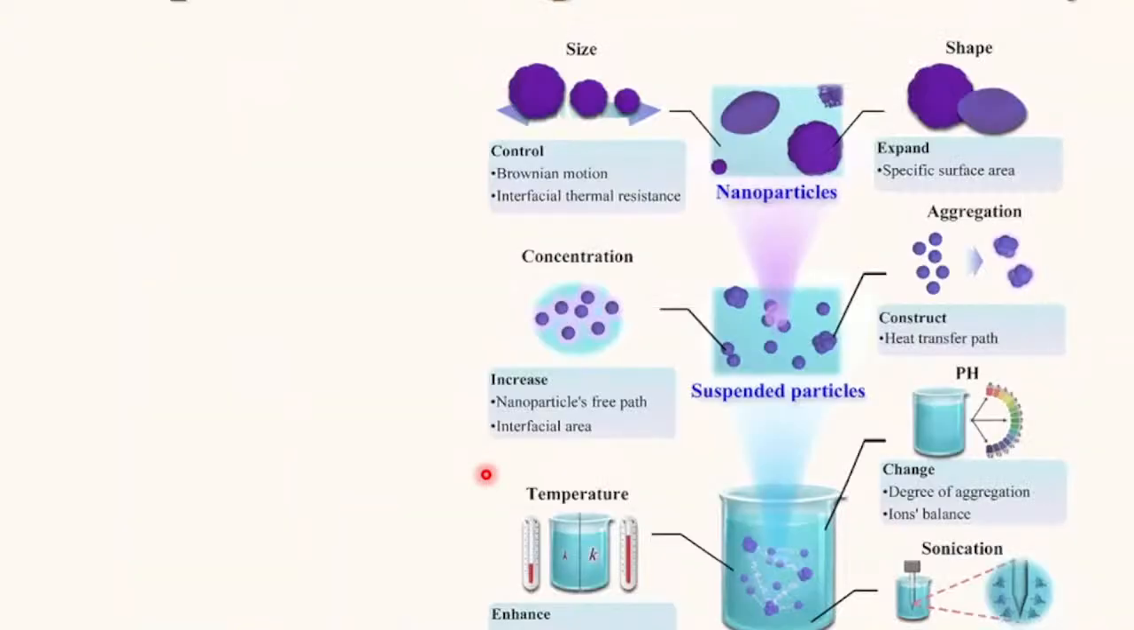And now going into the aspects which are influencing the thermal conductivity of the nanofluids. These are the major things which we need to consider when we actually add the nanoparticles into the base fluid: size and shape, concentration, aggregation, and the pH value of the solution, and also the temperature and the sonication procedure. So size, is there anything on the size that matters?